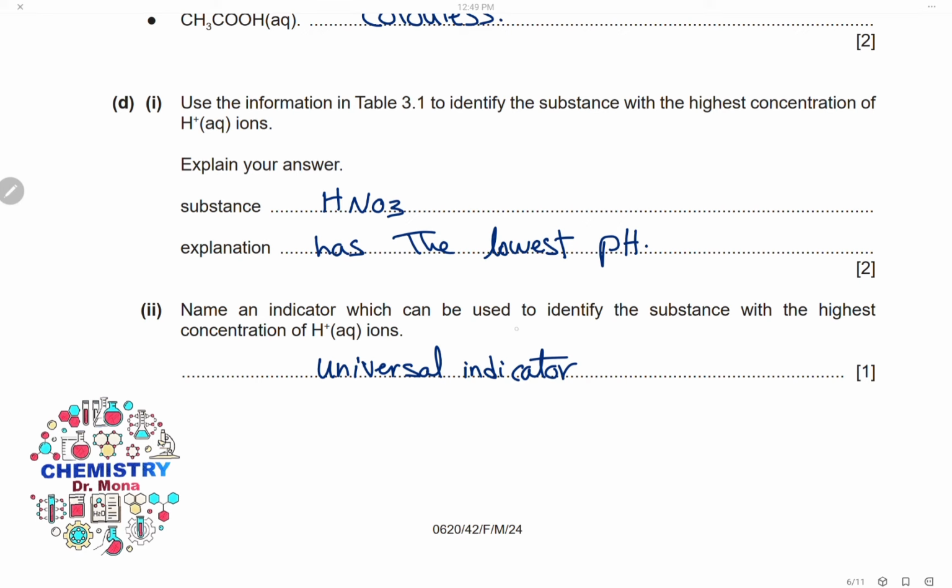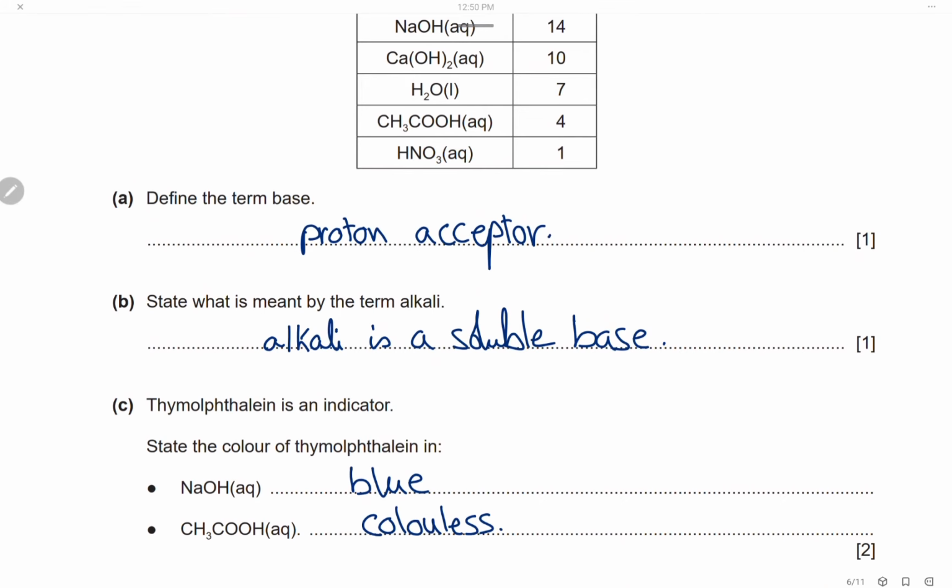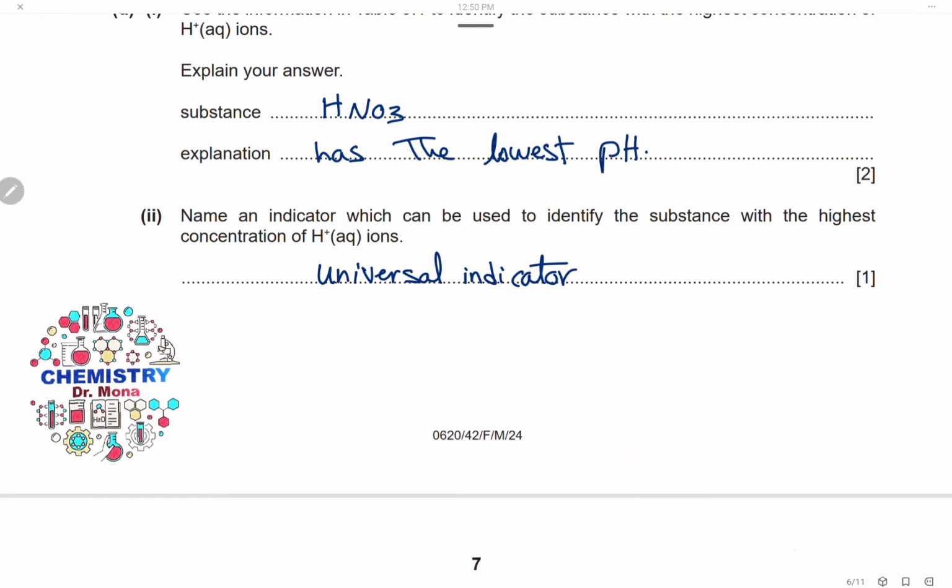Name an indicator which can be used to identify the substance with the highest concentration of protons. We can use universal indicator. As we know, universal indicator gives a wide range of colors depending on the pH. So we can use universal indicator to identify nitric acid because it will give a darker red color with nitric acid. Of course, it will give an orange color with ethanoic acid. Because it gives different colors according to the pH, it can be used to identify the substance with the high proton concentration.